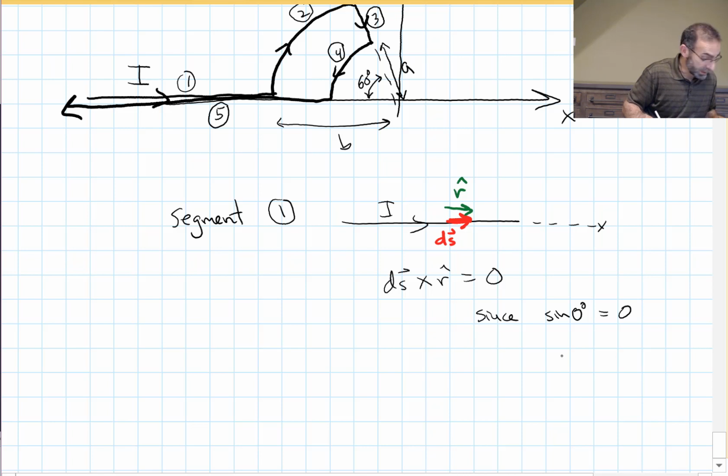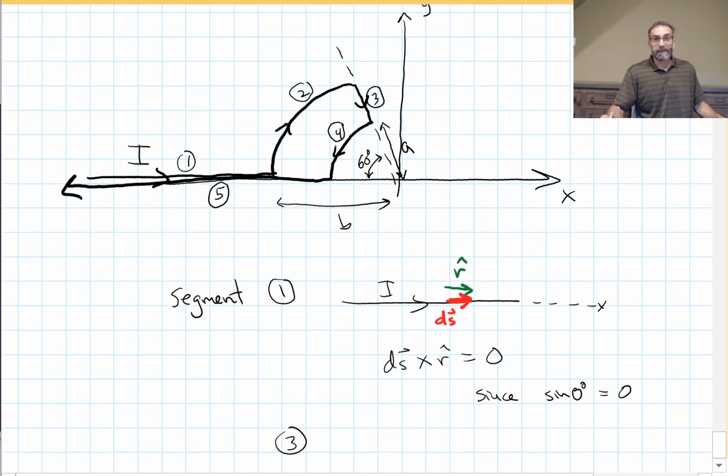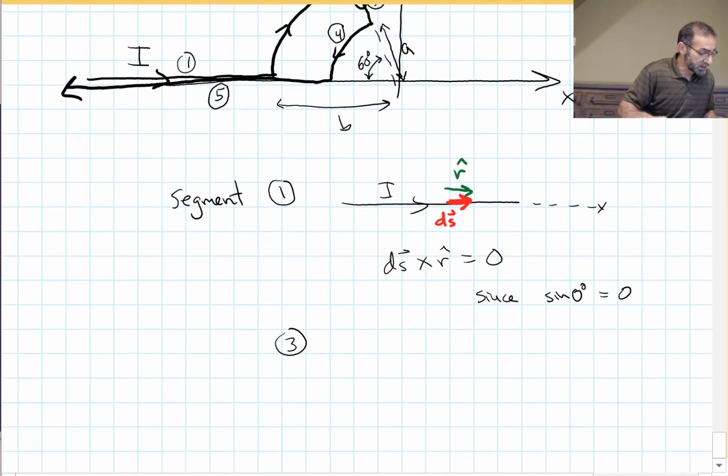Let's take a look at segment 3. What's happening on segment 3? ds and r hat point in the same direction again, right? Their current path points right at our point of interest. There's no perpendicular distance away from the line of the current to our point of interest. We get 0 again.